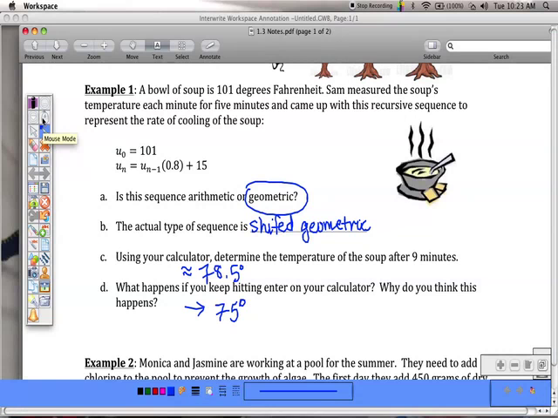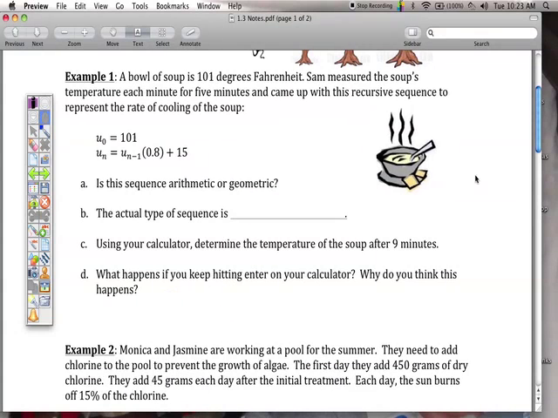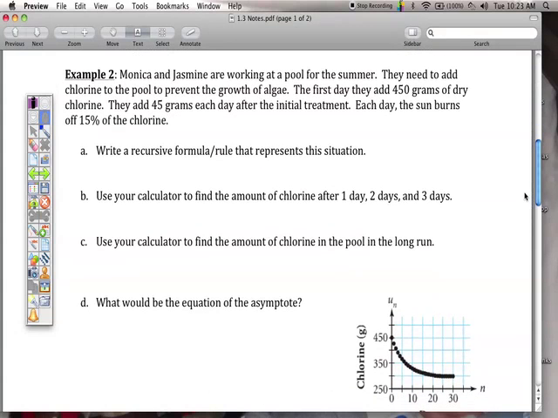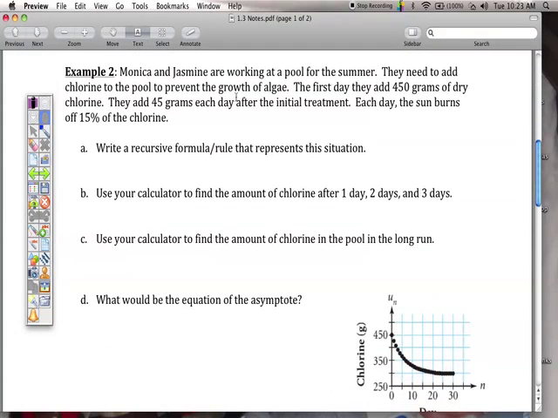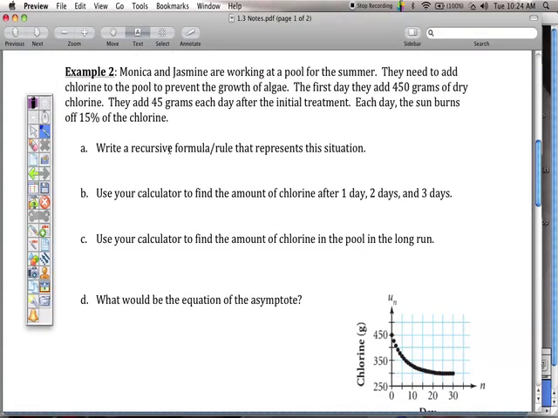Okay, so there's example 1. Example 2, let's say Monica and Jasmine are working at a pool for the summer. They need to add chlorine to the pool to prevent the growth of algae. The first day, they add 450 grams of dry chlorine, and they add 45 grams each day after the initial treatment. Each day, the sun burns off 15% of the chlorine. So first step, write a recursive rule.